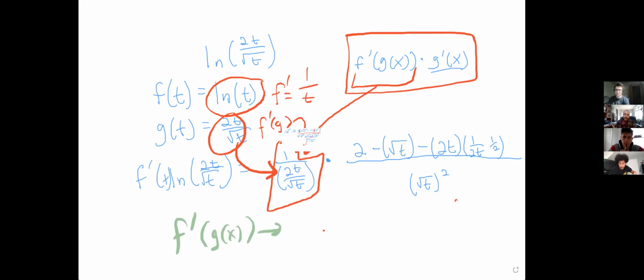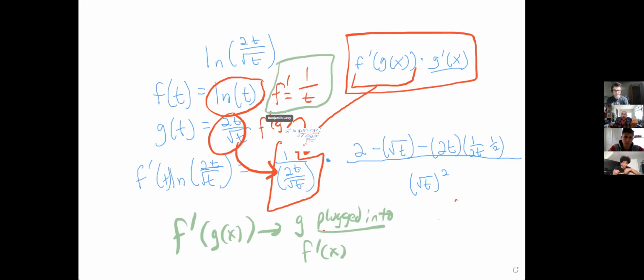Yeah, I think that's what you're missing: this thing I've written on the bottom, which is now in green. That is g plugged into, not multiplied by, plugged into the derivative. And so we calculate the derivative without the g in there. That's where the 1 over t came from. And then we put the g back in, which is why it's now not 1 over t, it's 1 over that fraction thing.